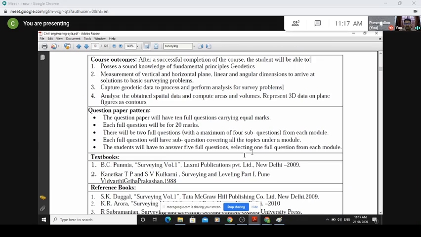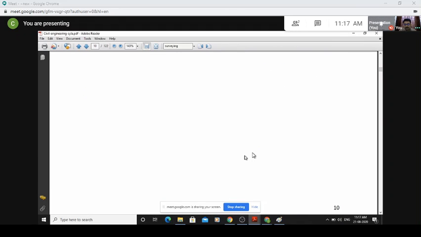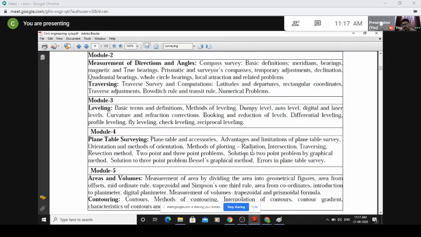Then in the third module, you are going to learn about leveling, a very important topic in survey. The third module is very important as a civil engineer because you are going to learn about leveling. Leveling is all about having your distance, vertical difference in the points measured.